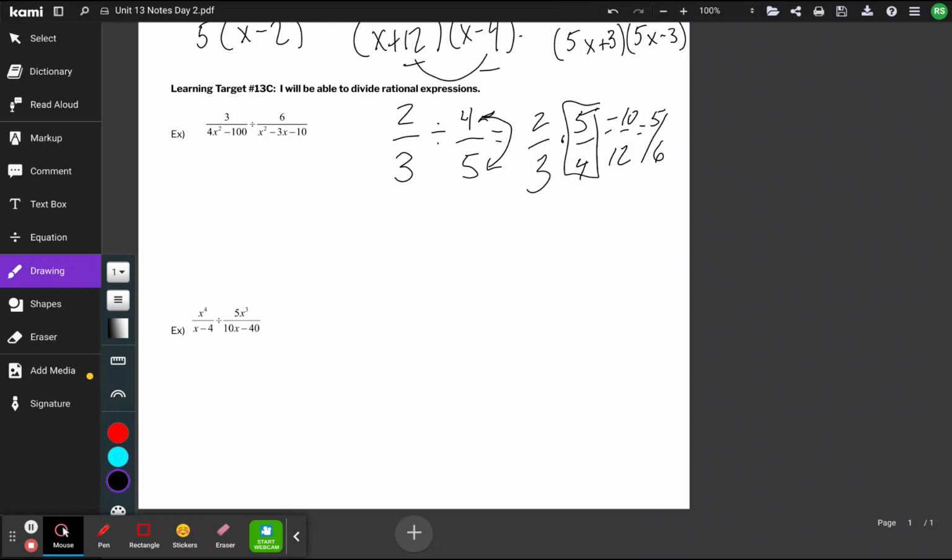When we look at the denominator of the first expression, we have 4x squared minus 100. There's nothing to do in the numerator. We just have that constant of 3, so we're going to leave the 3 in the numerator. We always look for a greatest common factor first. I'm going to pull out a 4. That's going to leave us with x squared minus 25.